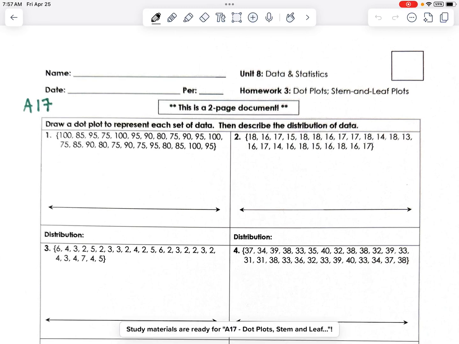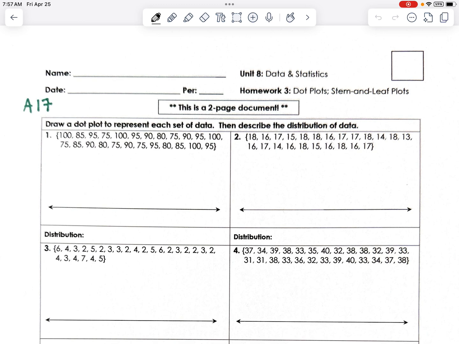Good morning, everyone. We are going to do stem and leaf plots today and dot plots. So let's start. I'm going to do a couple from each section, just so you can see what the idea is. All right, so first we're looking at dot plots.